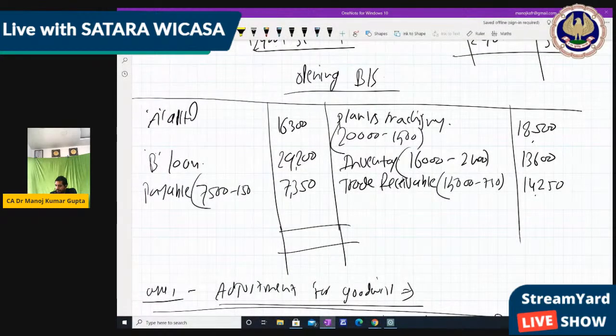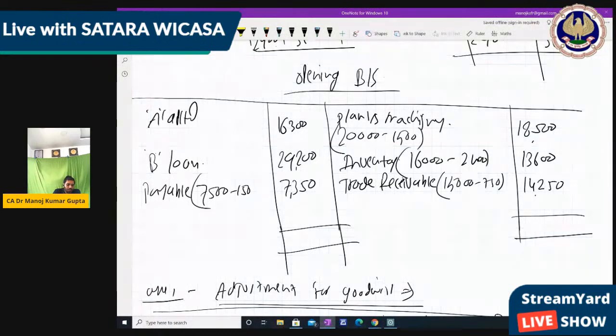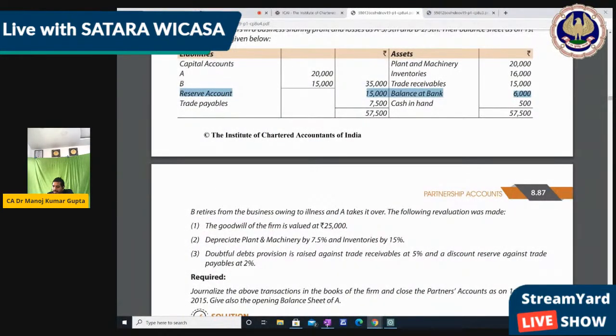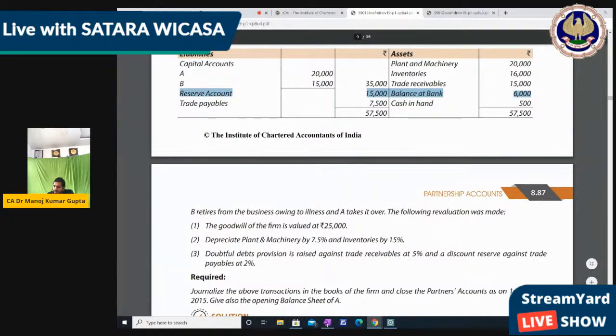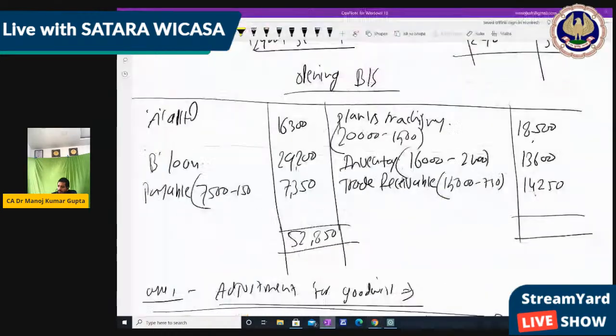Now take the total of the balance sheet. 29,200 plus 7,350. What is the answer, friends? Tell me first. 52,850. 18,500 plus 13,600 plus 14,250, 46,350. That means something is not balanced. Let's check. Plant machinery, inventory, trade receivable, balance at bank and cash in hand. Both are not written here.